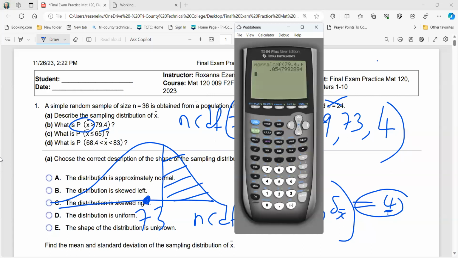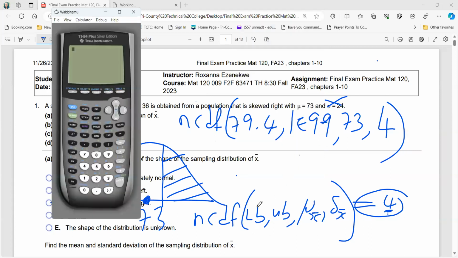Okay, so I'll go back and do it again, because somebody needs it. Please, if you need me to repeat anything, let me know. So first of all, I will write the formula, because if the person wants to see that I know the argument, you put the argument up right here. The argument is normal CDF, lower bound, upper bound, mu X bar, the mean of the original distribution, and the standard error. But first of all, you calculate the standard error.